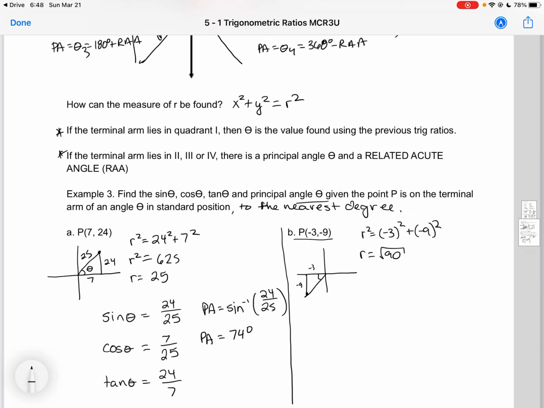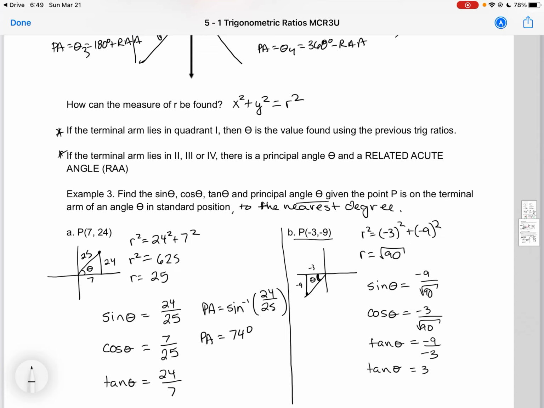Okay, I'm not going to reduce it because I don't really need to. I'm just going to leave it as that exact value. So the next thing that I'm going to do is write out my primary trig ratios. So sine theta is, and here's my theta that I have, my opposite over my hypotenuse. My cos theta is my adjacent over my hypotenuse. And finally, my tan theta is my opposite over my adjacent, which actually happens to be equal to 3.